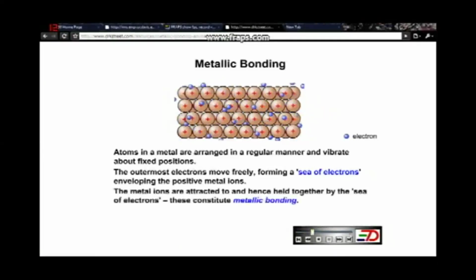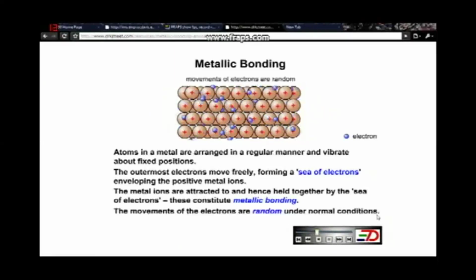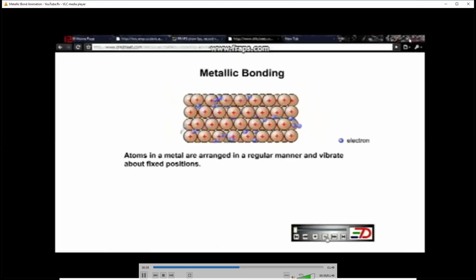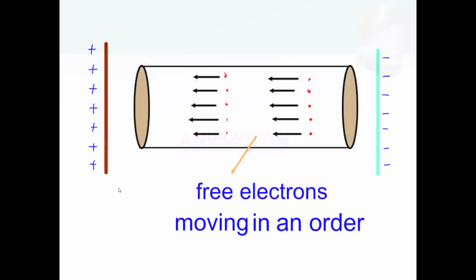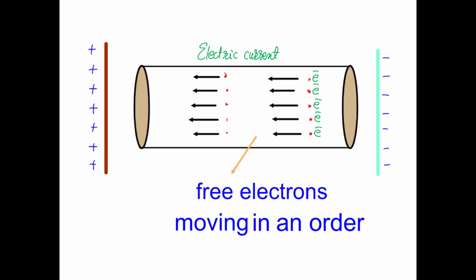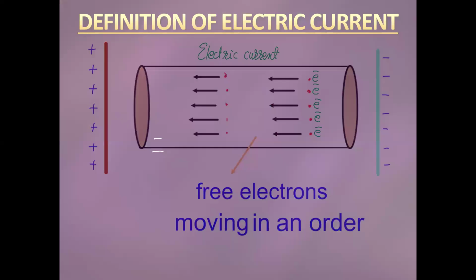If you look at this animation again, presently they are random, moving here and there like dodging cars. Now you apply a positive potential on one side and a negative on the other side. This is called potential difference. Now the electrons begin to move in a particular direction. This is called electric current. So free electrons are present in every conductor, but once we provide a potential plus and minus, these electrons begin to move in a particular order. This is called electric current.